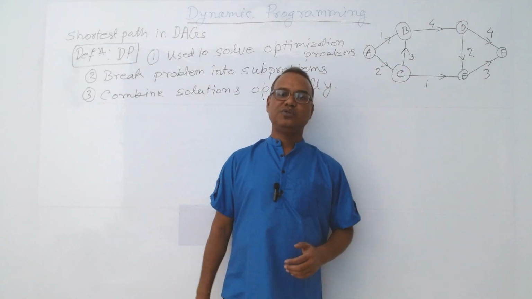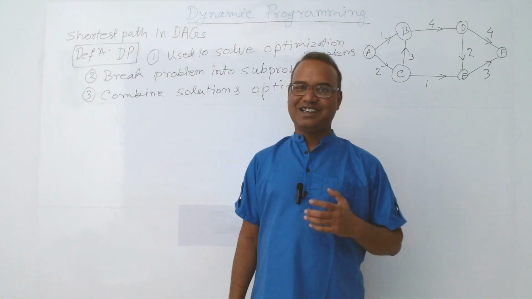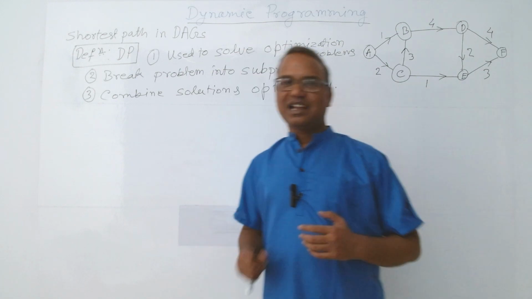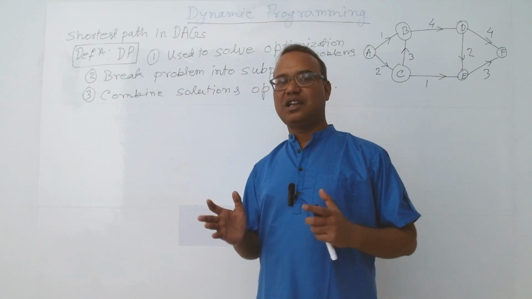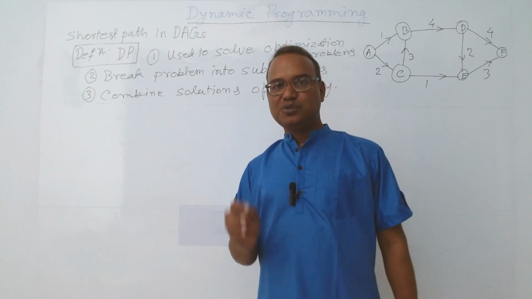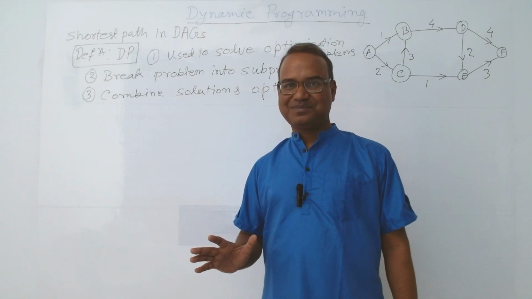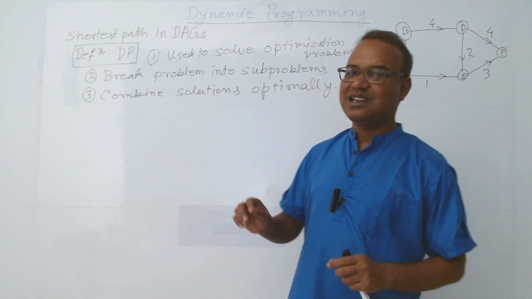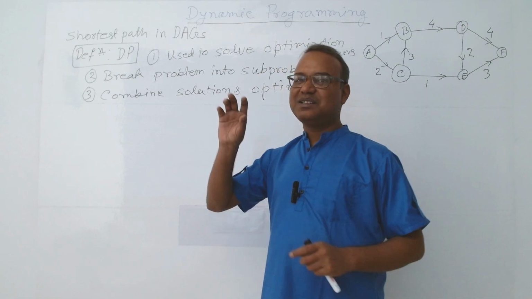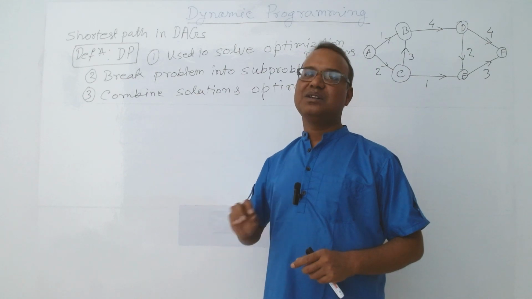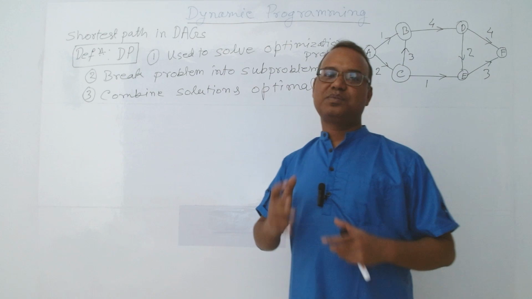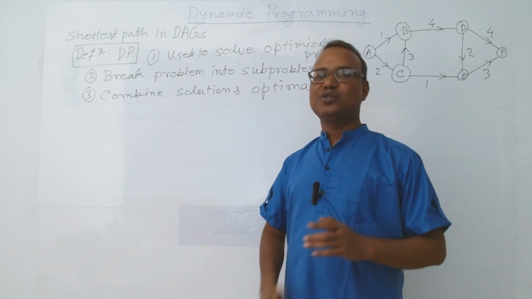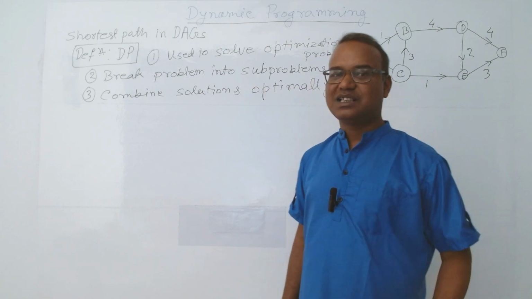So today we are going to start with dynamic programming. Dynamic programming is one of the most crucial concepts of algorithms. It is used to solve optimization problems. Whenever there is a need to find something maximum, minimum, shortest or longest, these types of terms appear. So that may be an optimization problem.